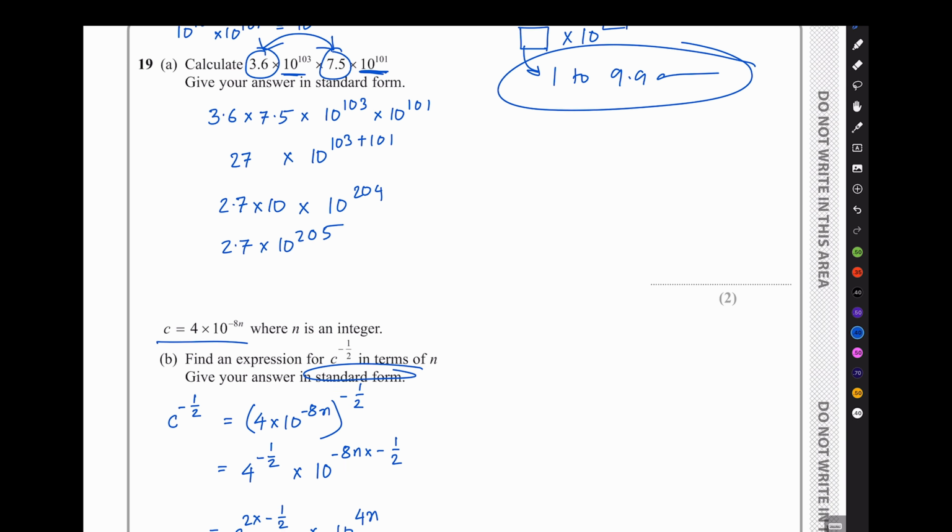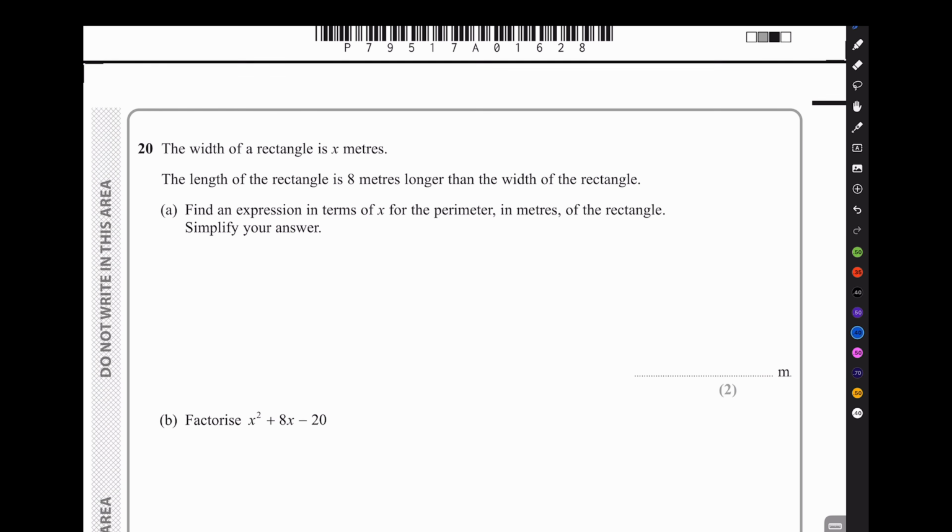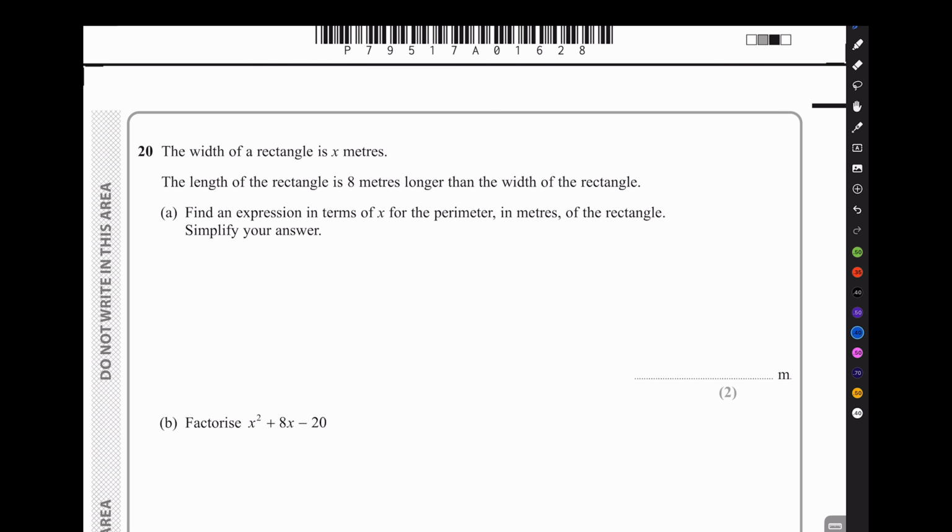So far it's question number 19, and all the questions have been fairly easy, I'd say. I hope you guys agree with me. The width of a rectangle is x meters. So let me just draw the rectangle quickly. So the width is x. The length is 8 meters longer than the width. So the length is x plus 8. Find an expression in terms of x for the perimeter.